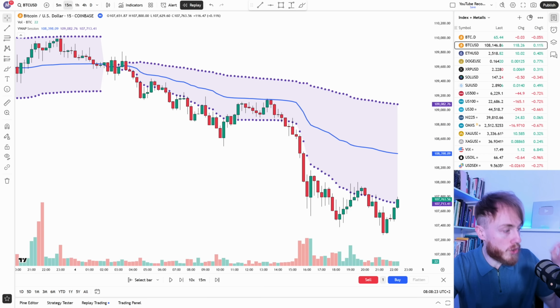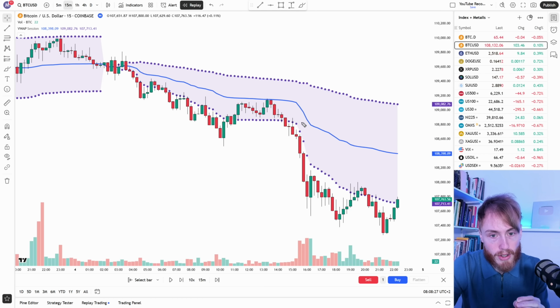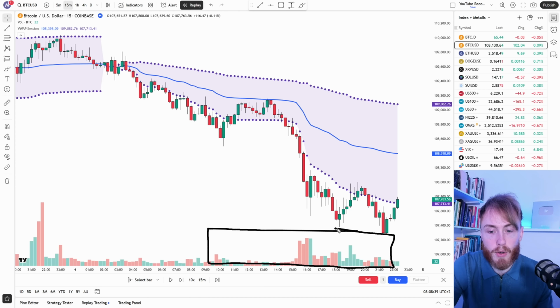But what I want to show you guys right now to begin with is what I talked about earlier. So here on the screen, you have a VWAP. I will show you guys how to set it up very soon. But for now, what I want you to notice is that look here on the bottom of the screen, you can see that I also have a volume indicator.